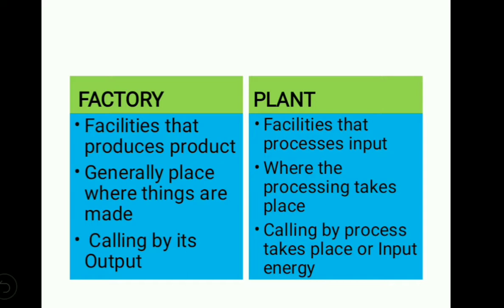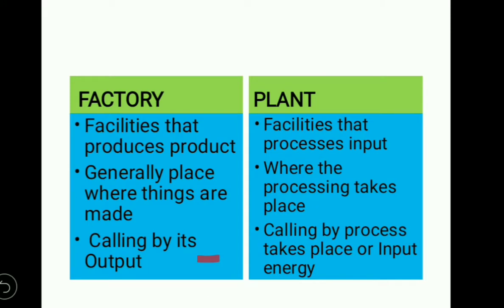Next, look at naming by output. Factories are named by output. For example, in the manufacture of cement, raw material is converted into a product, that is cement. Cement is a product, so you can call it a cement factory. Named by its output.